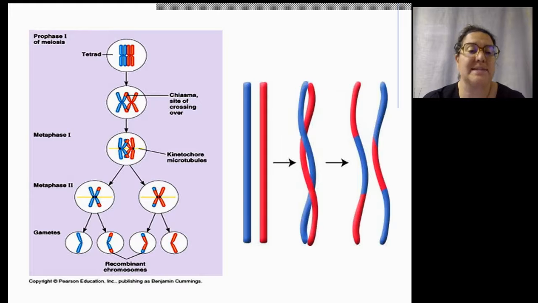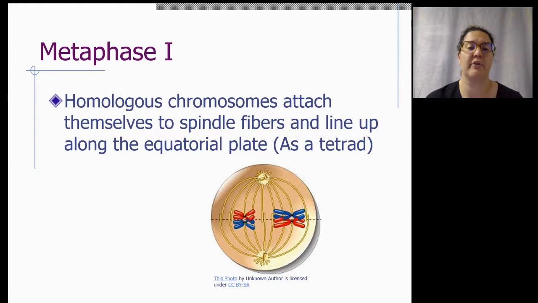And now it becomes separated from its other tetrad. So this is known as crossing over, the genetic material going from one chromosome to a different chromosome. This only happens during meiosis. So in metaphase 1 is when crossing over happens, because those homologous chromosomes have attached themselves to spindle fibers and lined up along the equatorial plate as a tetrad.